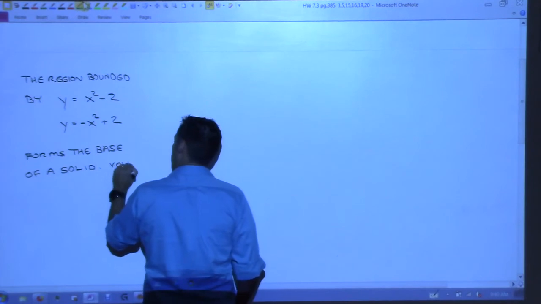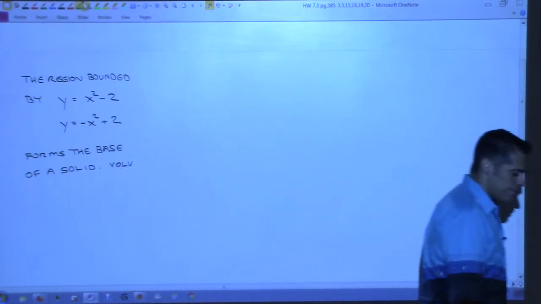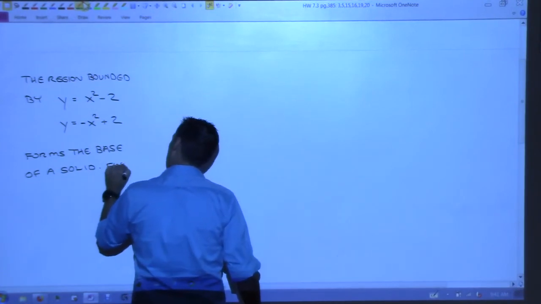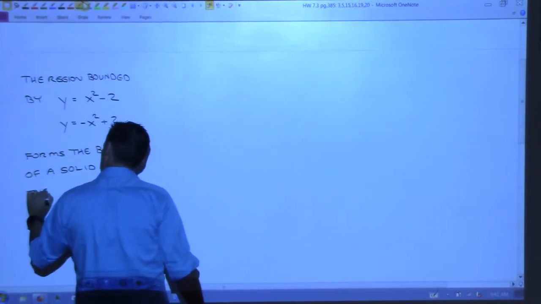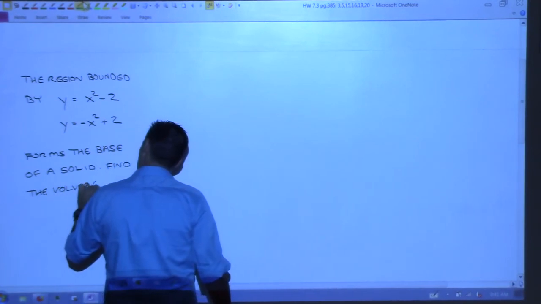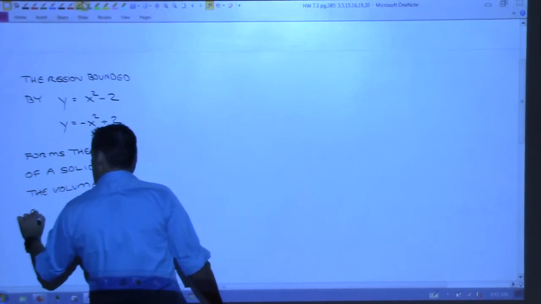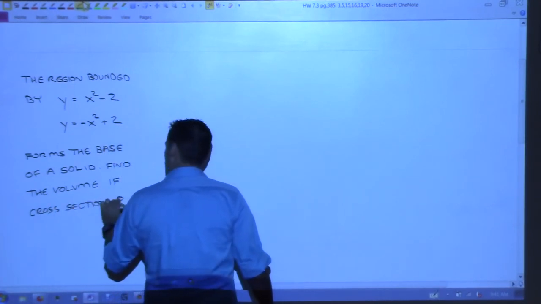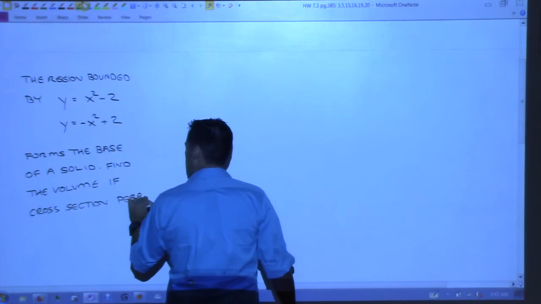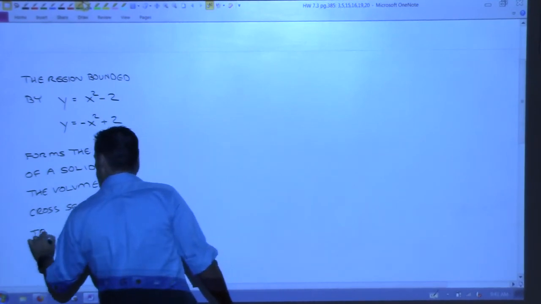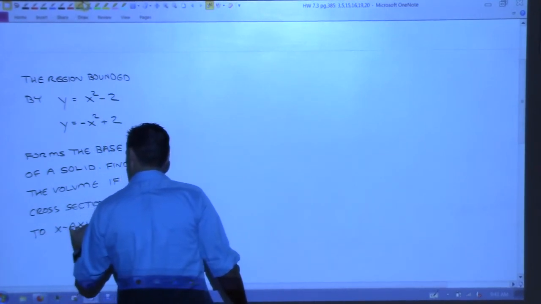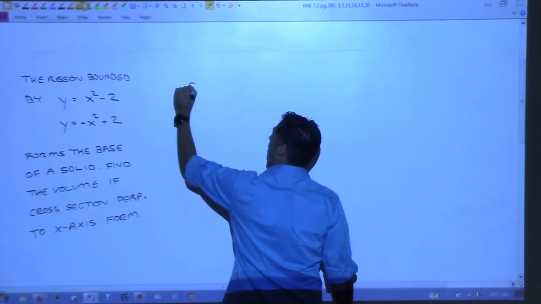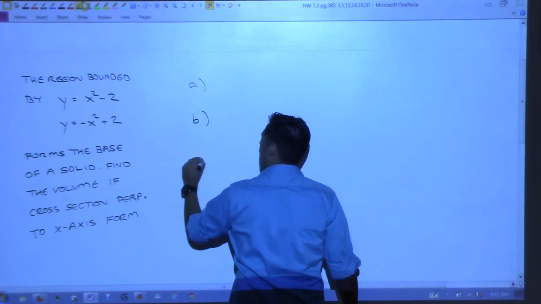Find the volume. I guess I should write find the volume. If cross sections perpendicular, I'm just going to write perp, is that okay? Perpendicular to the x-axis form, and we're going to do three things. We're going to do three different solids.